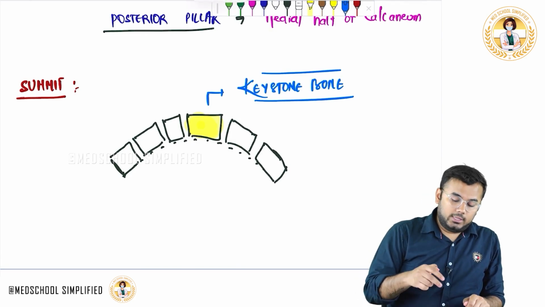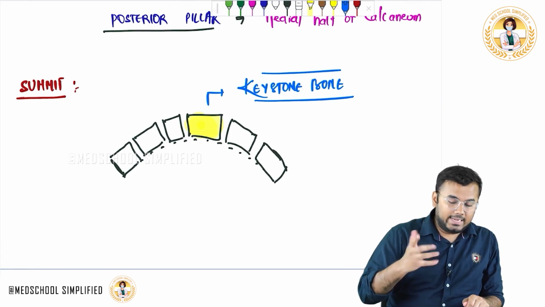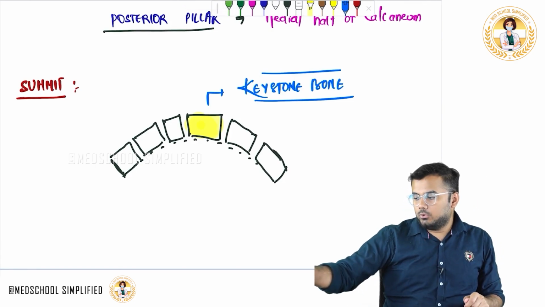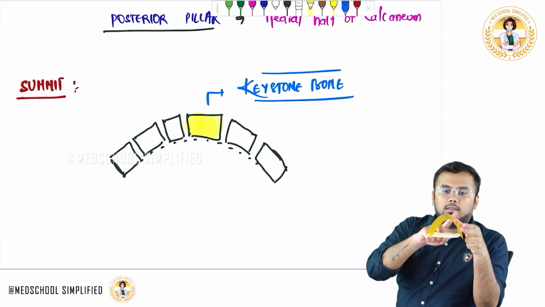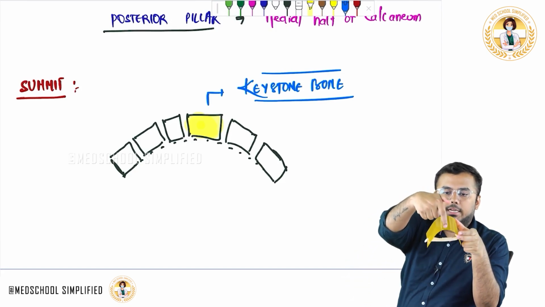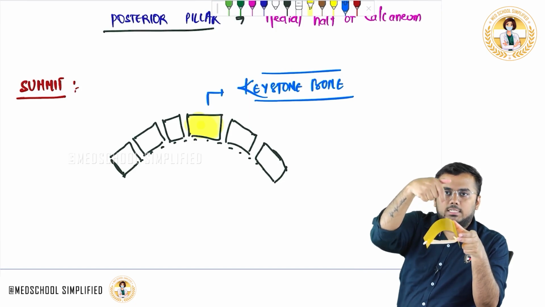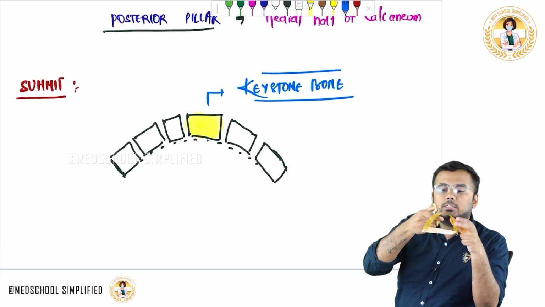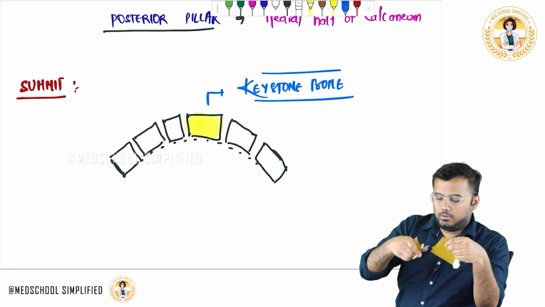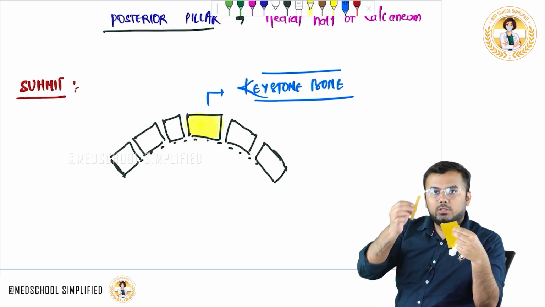Because I told you that if this keystone bone is lost, then the entire arch is lost. So let me prove that now. For example, here you can see that this is an arch, and this center part, just imagine it as a keystone bone. Now what I will be doing is cutting this keystone bone like this. Now what I have done, I have removed this keystone bone.